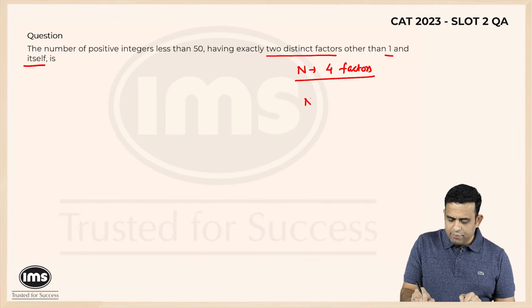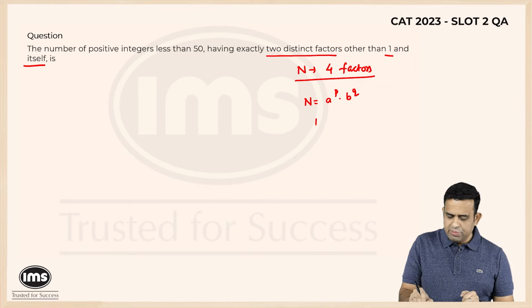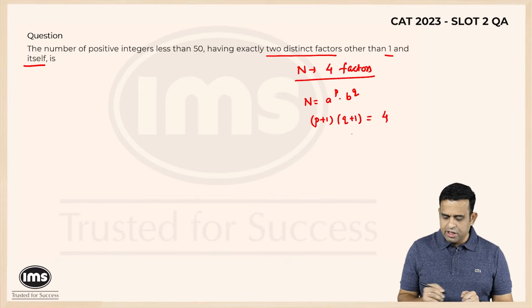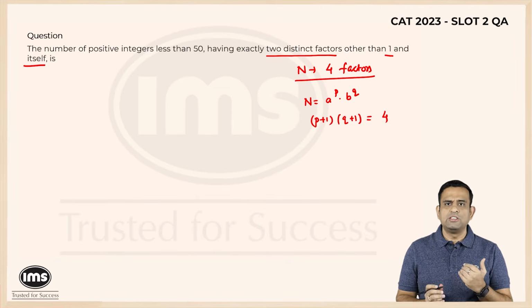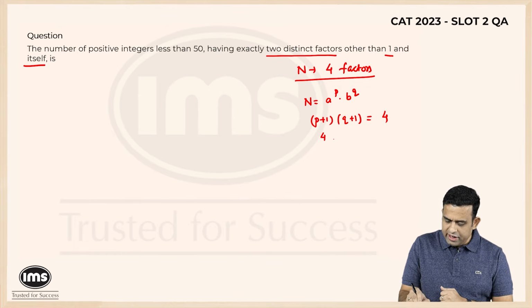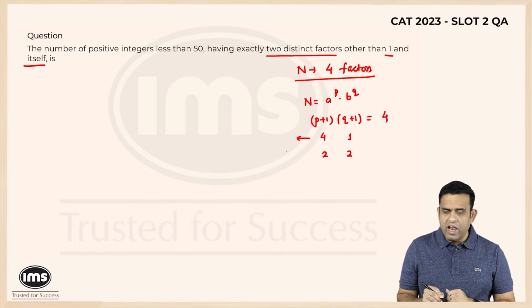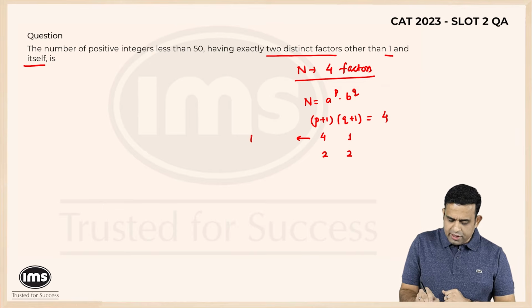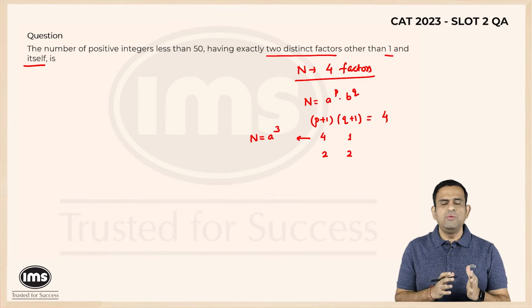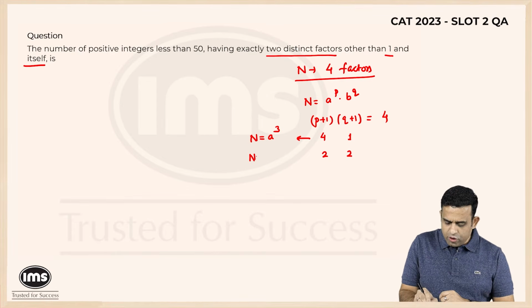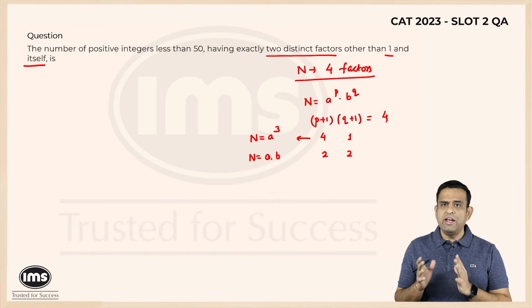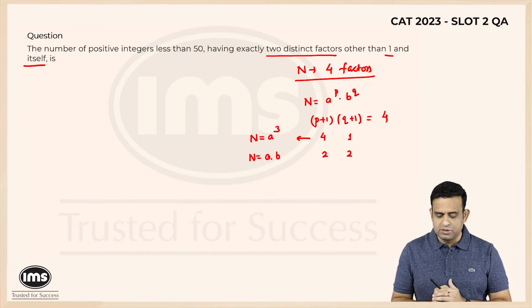Again, we know that if I have a number in the form of a power p into b power q, the number of factors formula is (p plus 1) into (q plus 1), which needs to be equal to 4. So the number 4 I can write as 4 into 1 and 2 into 2. If I take the case of 4 into 1, this will lead to the value of p as 3, q as 0. That means my number can be of the form a cube. In the second case, the value of p would be 1, q would be 1. That means the number would be of the form a into b. Please note a and b are the prime factors of the number.